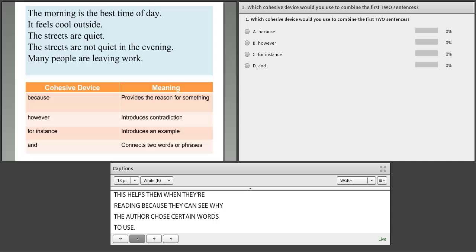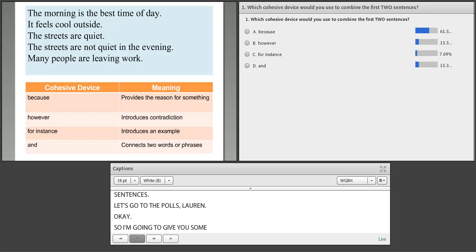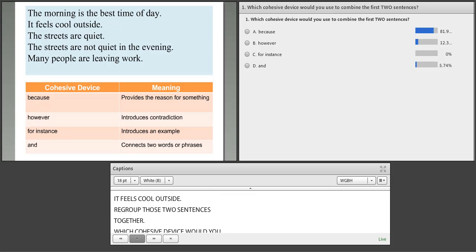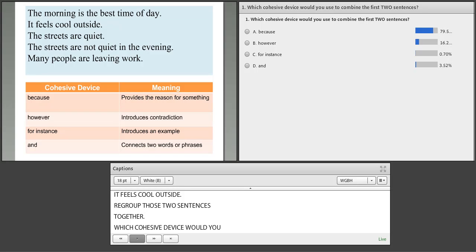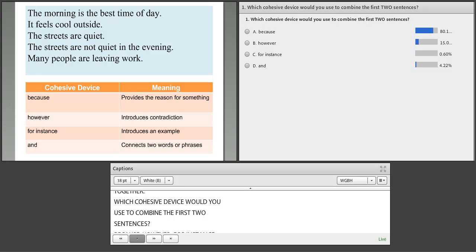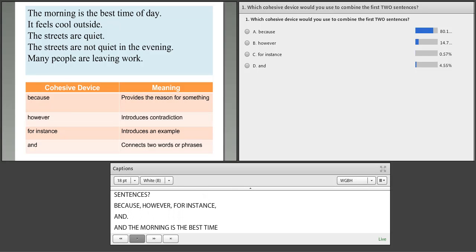Let's let you try combine some sentences. Can we go to the polls, Lauren? Okay, so I'm going to give you some sentences about the morning. And then you see on the bottom of the screen, there's some cohesive devices with the chart to help you think about it. So look at the first two sentences. It says, the morning is the best time of day. It feels cool outside. So if we group those two sentences together, which cohesive device would you use to combine the first two sentences? Because, however, for instance, and. The morning is the best time of day.